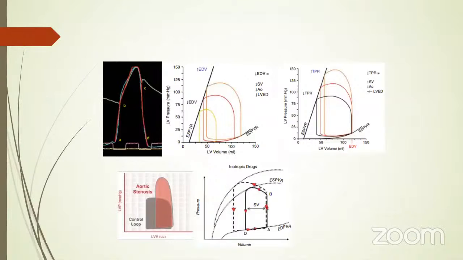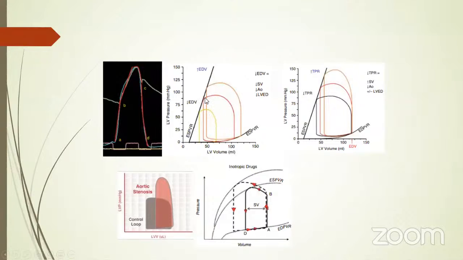Here are some other figures of pressure volume loop. The first being left ventricular and aortic pressure as measured during cardiac catheterization, here being the mitral valve closure, isovolumic contraction, opening of the aortic valve, ejection, closure of the aortic valve, and then isovolumic relaxation.